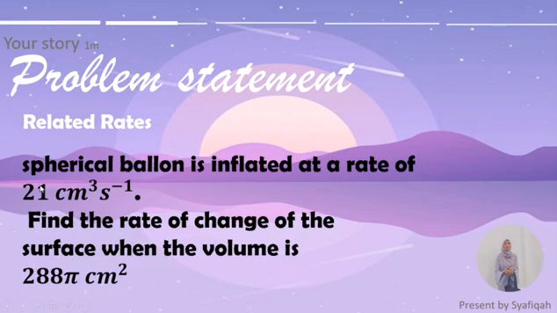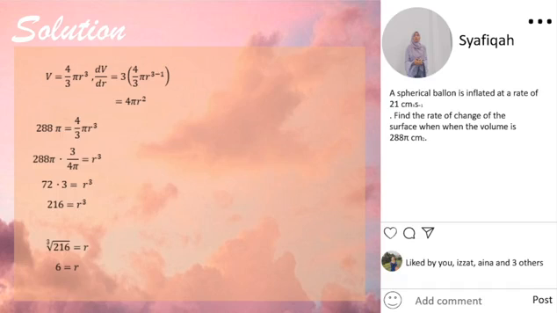The question is, a spherical balloon is inflated at a rate of 21 cm³ per second. So, we need to find the rate of change of the surface area when the volume is 288 pi cm³. Okay, next. Here is the solution for the question before.